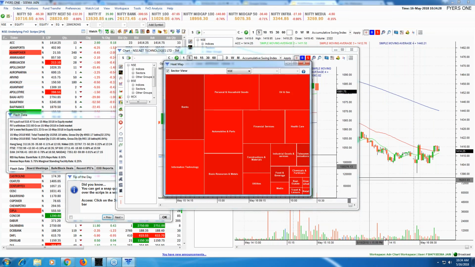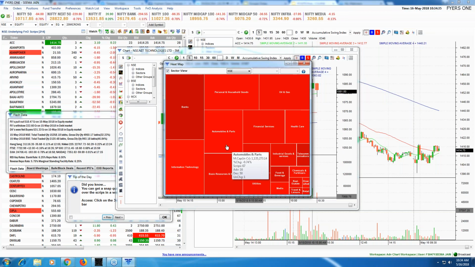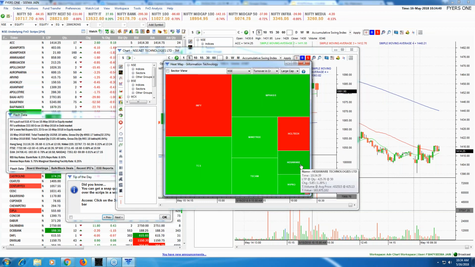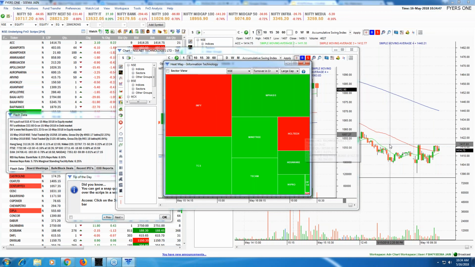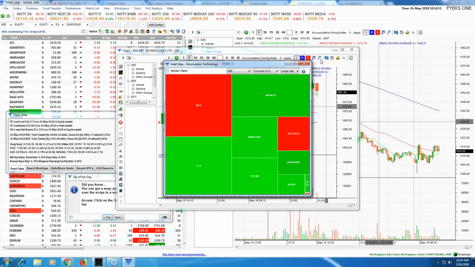So where is IT? Telecom, industrial goods, automobile, information technology. So Infy is red, Hexaware is positive, TCS, Mindtree, Mphasis, Tech Mahindra, Wipro, Hexaware. HCL Tech and Infy are red, right? So at a glance only you get the whole picture of the market, right? Let's look into tools further and see what else is there.